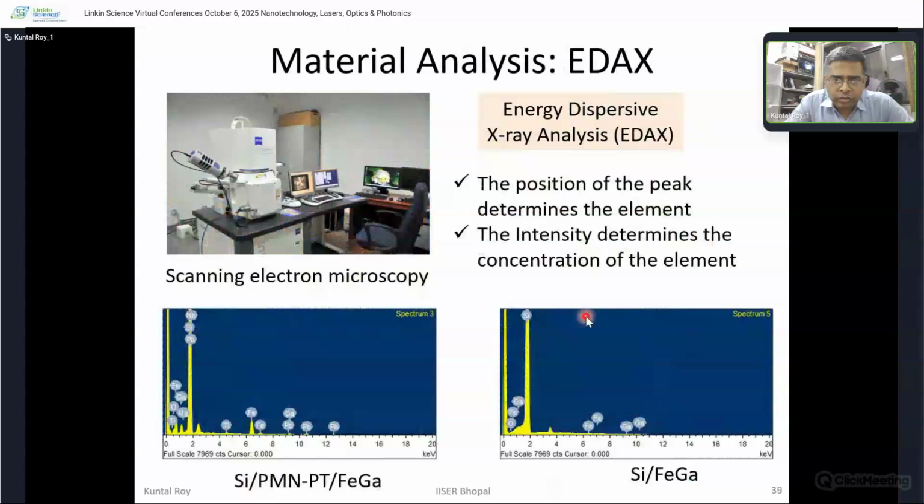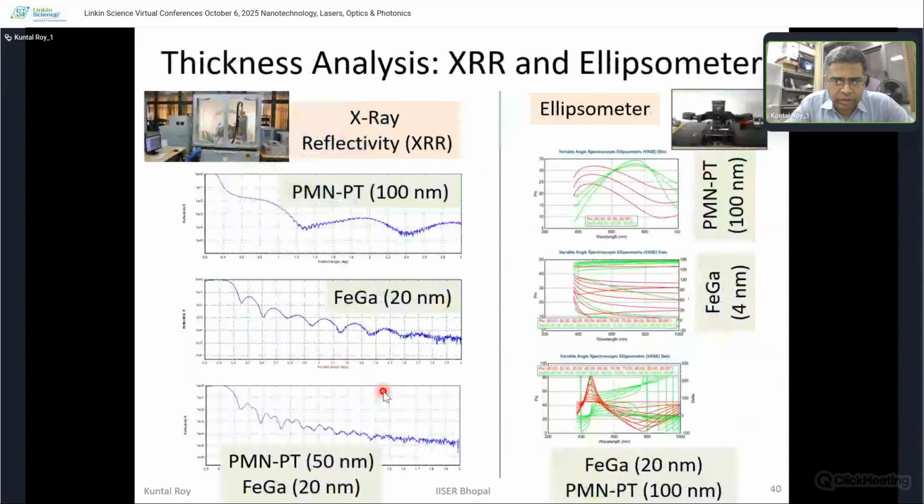All right. Now to understand which materials have been deposited, we have done EDAX, energy dispersive X-ray analysis, that is connected to the scanning electron microscope in our institute. And here we see all these materials, iron, gallium, all the peaks we are getting here. So it means that we have been able to successfully deposit the materials, and there is no contamination. We did not get much contamination.